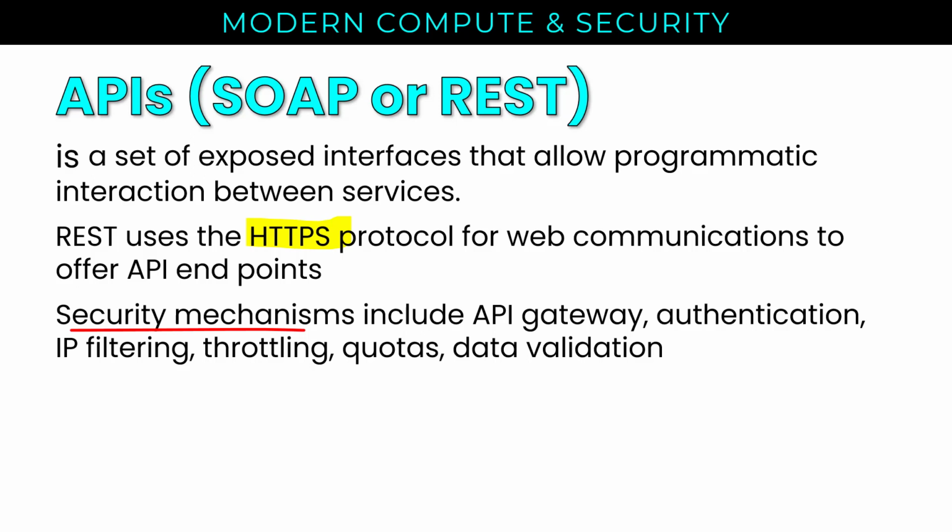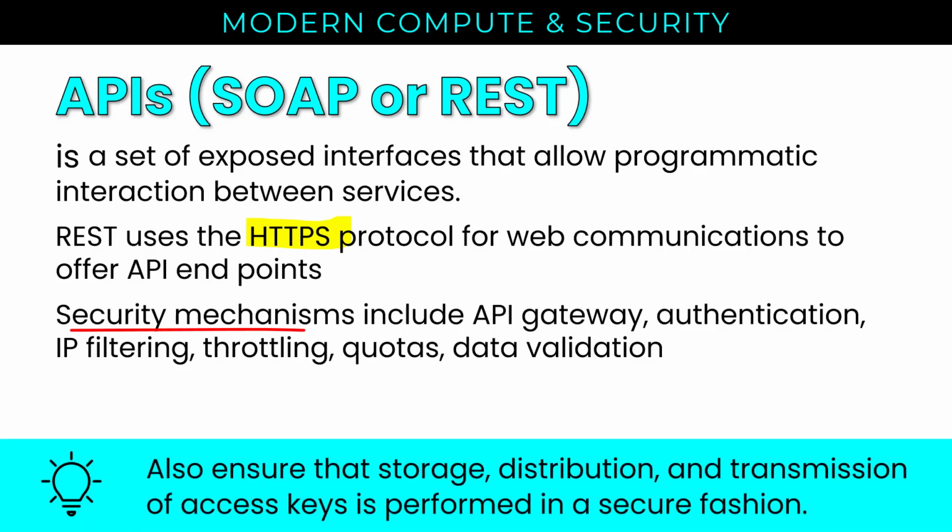Oftentimes, commercial APIs will have a quota. You can consume a certain number of requests over a given period of time. And data validation, of course, is always going to be important. Now, we also need to ensure that storage, distribution, and transmission of API access keys is performed in a secure fashion. That access key is essentially a secret.